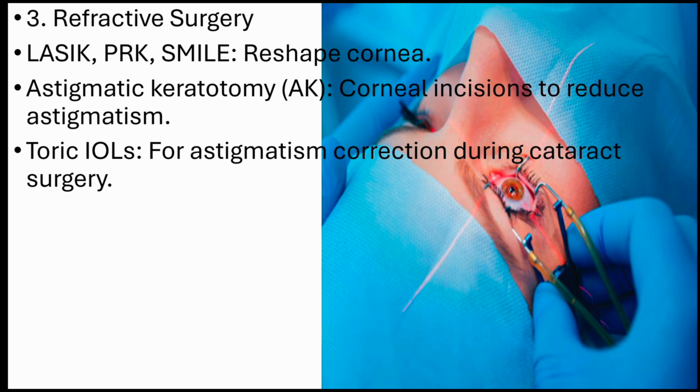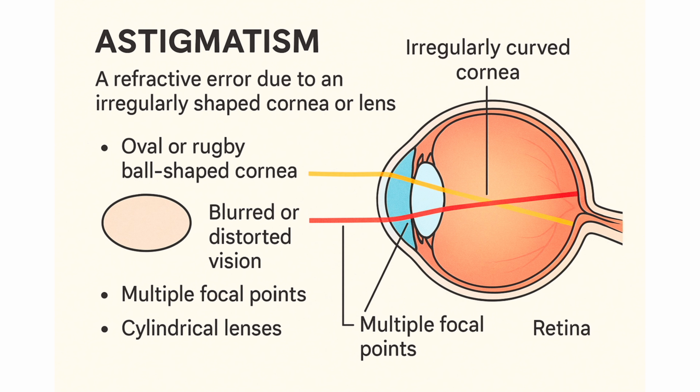We have to imagine astigmatism in a visual analogy. In a normal eye, the eye is like a basketball, with equal curvature in all directions. In an astigmatic eye, it is like a rugby ball. It differs in curvature in each meridian.